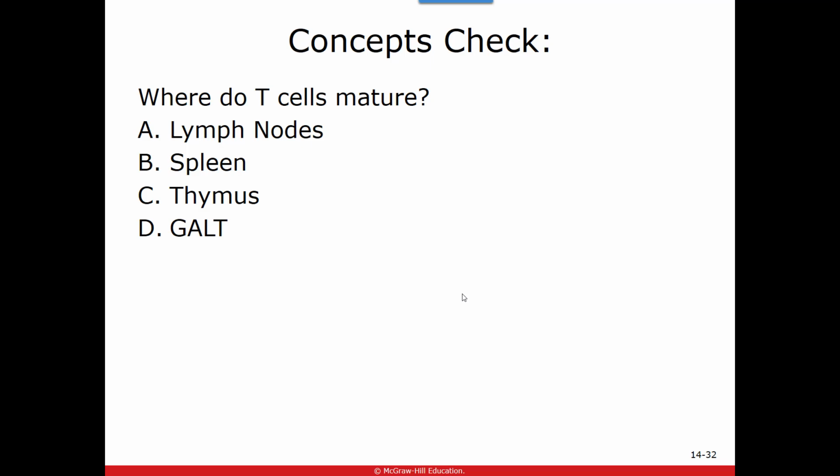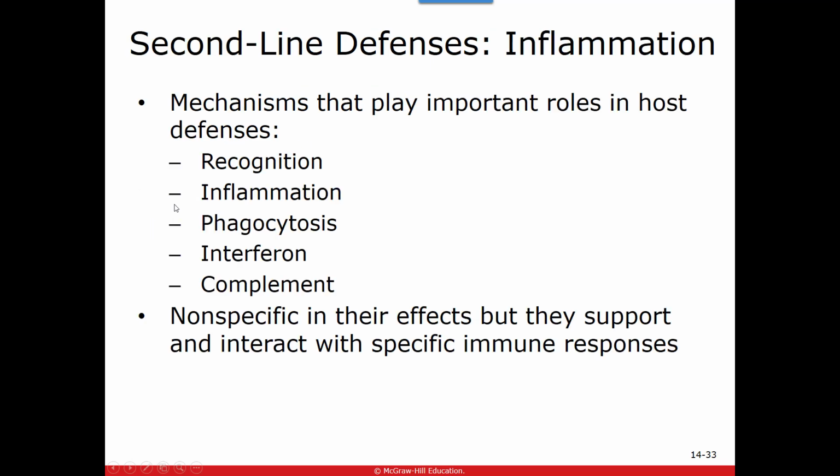Now, the second line of defense. Again, it's any kind of cell or process or chemical that is there to try to get rid of something that got in the body. So we've talked about some of the cells already, and we'll talk about some of them more because they're involved in some of these processes. But we're going to get into some of the processes. So these are all mechanisms that play roles in host defense.